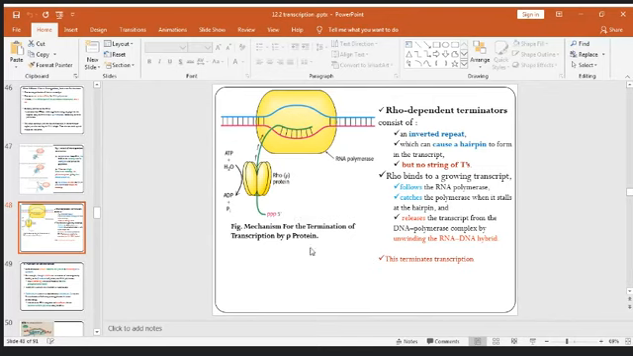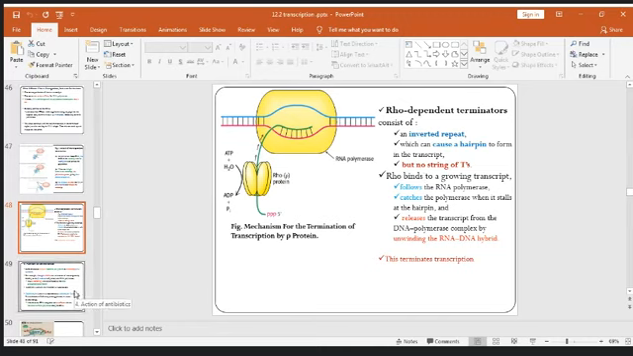So this shows the mechanism for the termination of transcription by the rho protein. The rho protein, as you can see here, will undergo a movement in the direction of the RNA polymerase. For a movement, it requires energy, and that energy is obtained from the breakdown of ATP. The ATP is broken down into ADP plus Pi. So rho is an external protein factor that undergoes the termination of transcription.